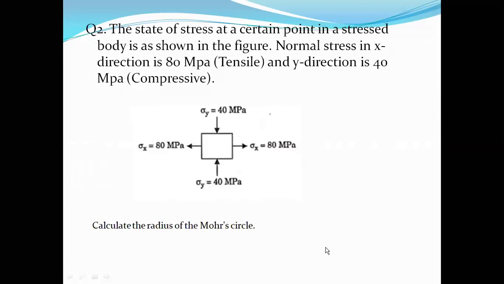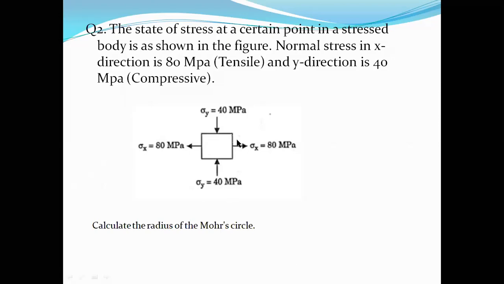Okay, quite interesting. Look at here. In this block, only on the edges of the block, only the normal stresses are acting. There are no shear stresses. In the absence of shear stress, the normal stresses that are acting are known as what? Principal stresses. That's exactly what it is.